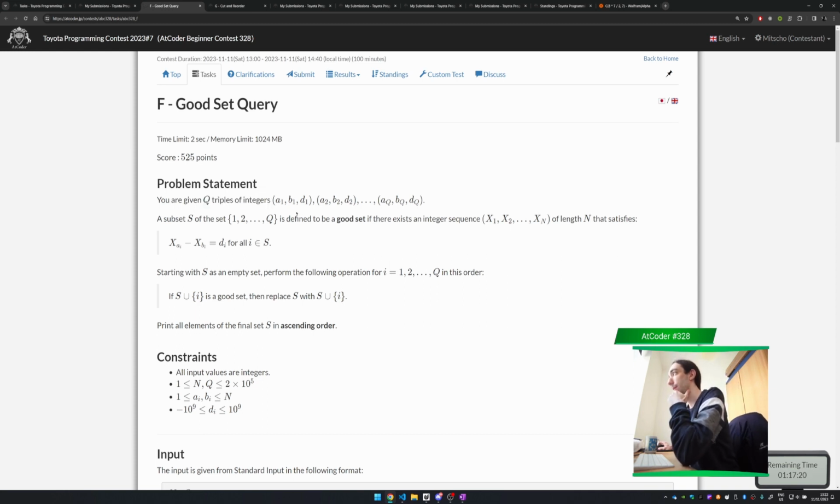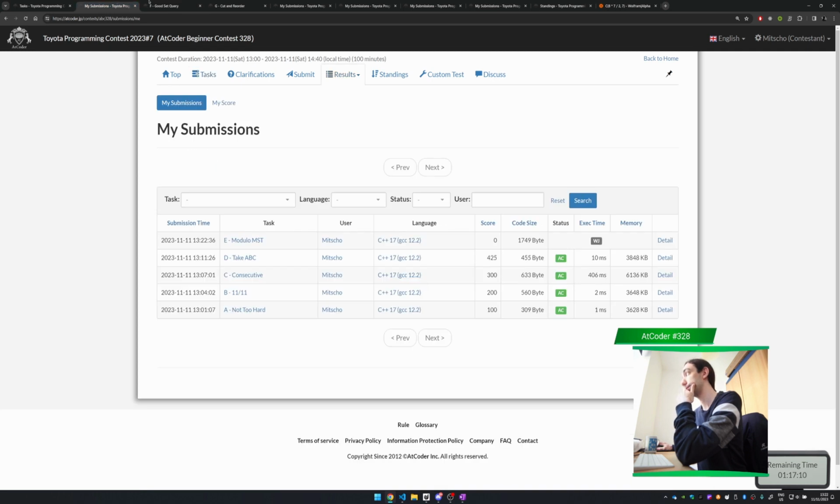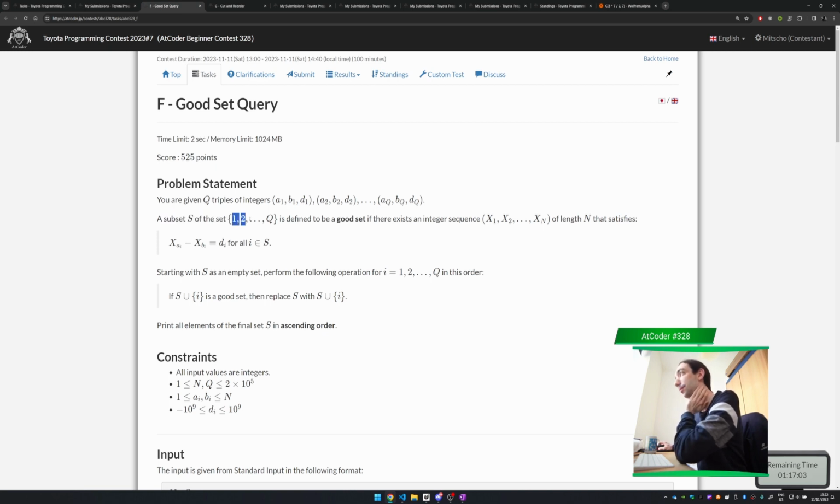You're given Q triples A, B, D. Okay. A subset S is defined to be a good set if there exists an integer sequence of length n that satisfies that the difference between this is that. So we have some constraints, and then starting with S as an empty set, perform the following operation. If S union i is a good set, then add i.